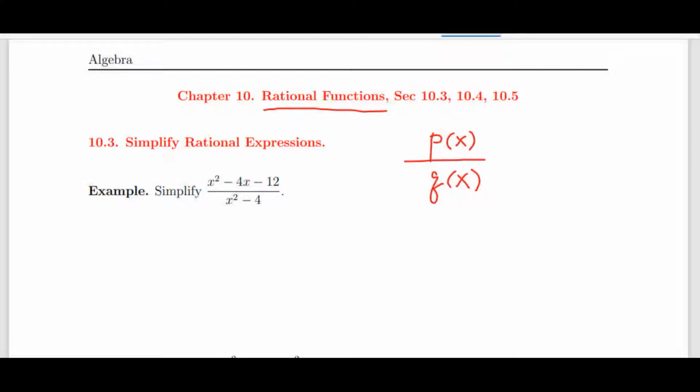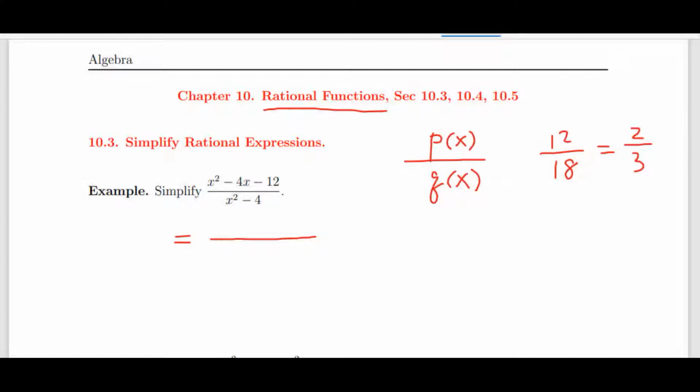Okay, so for a fraction, we can simplify if we can cancel something, right? Like 12 over 18, we can cancel 6 and simplify to this. So for a rational function or rational expression, we sometimes can also cancel something, like this one. To simplify means we want to cancel something.